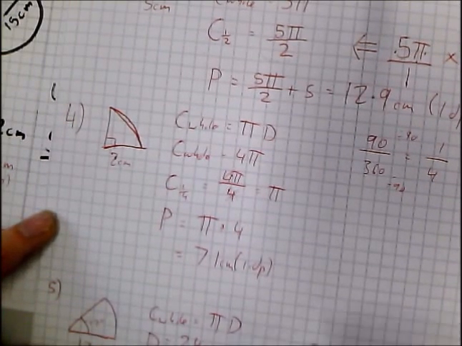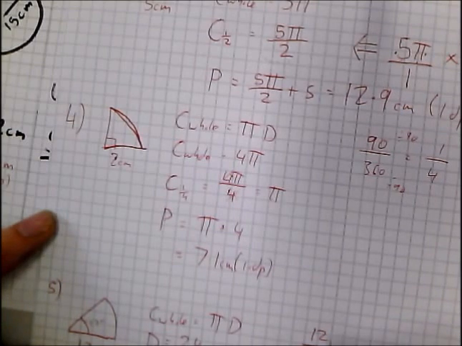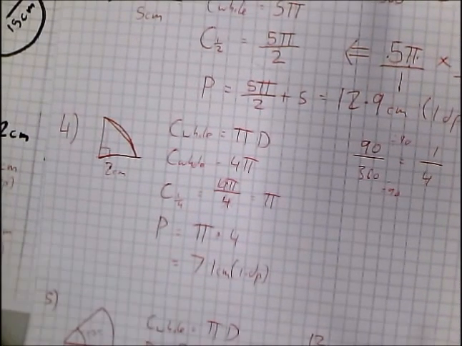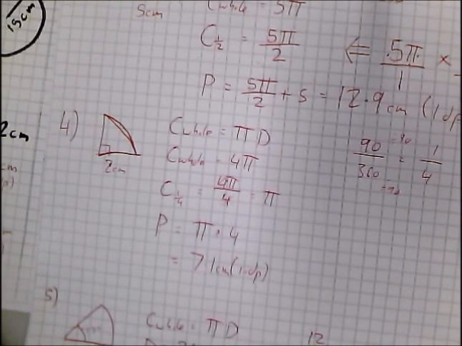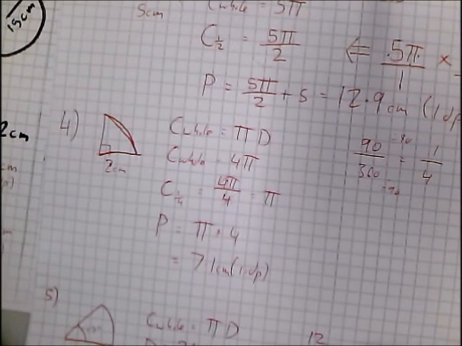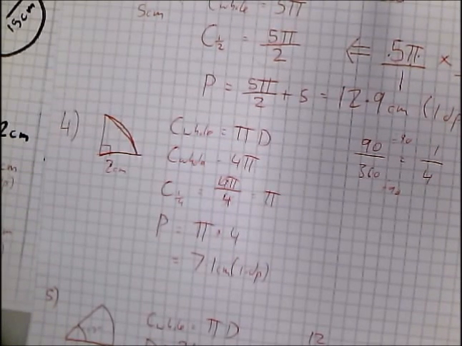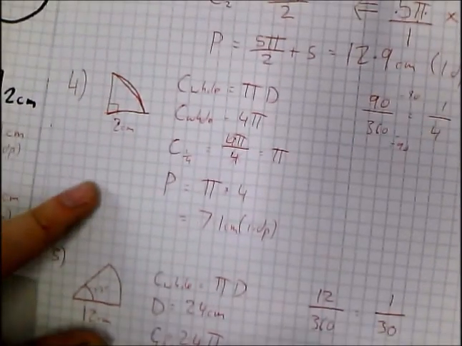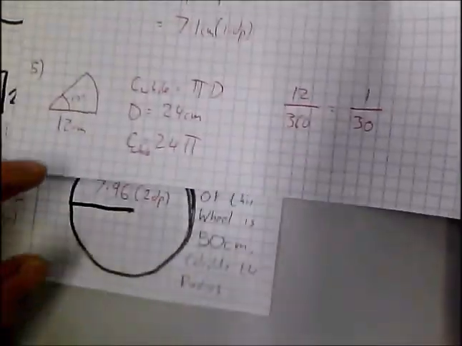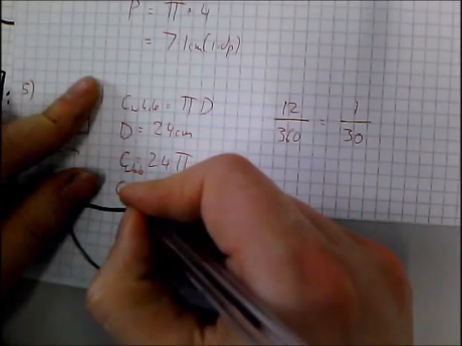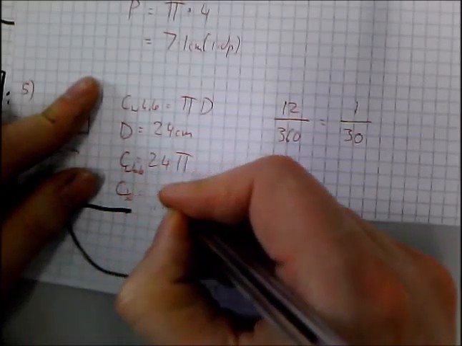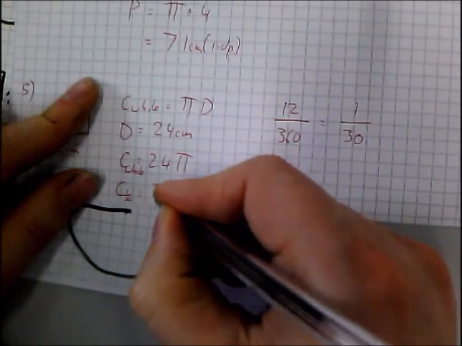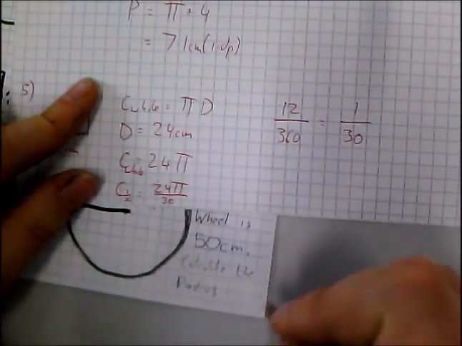Now I need to get the fraction of this, so it's 12 over 360. I know that 12 goes into 36 three times, so 12 into 360 must go 30 times, so 1 over 30. So the circumference of a 30th of the circle is 24 pi over 30.